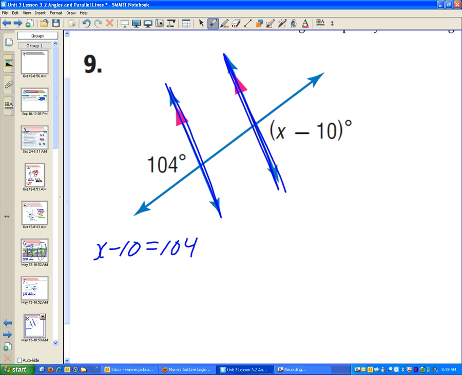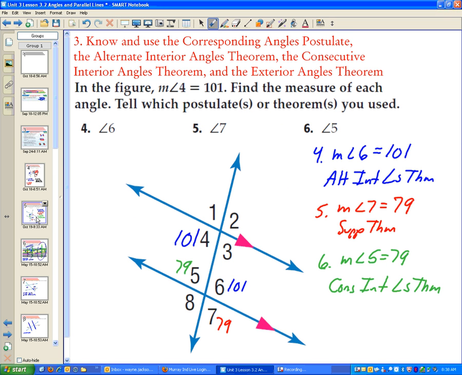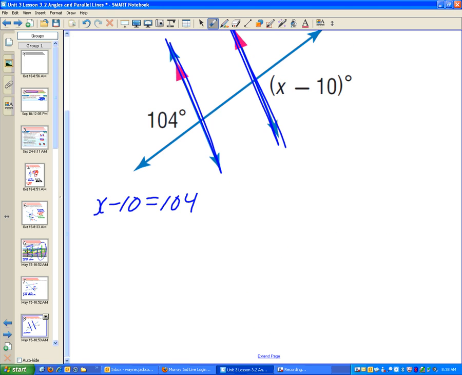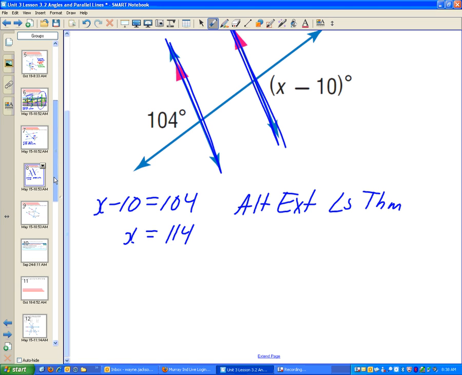Measures. So you got to make sure that you know the lines are parallel. I've not been emphasizing that as I should have for all these others. You must know that the lines are parallel for any of this to work this way. Got it? Okay. So what's x equal? And we used the alternate exterior angles theorem.